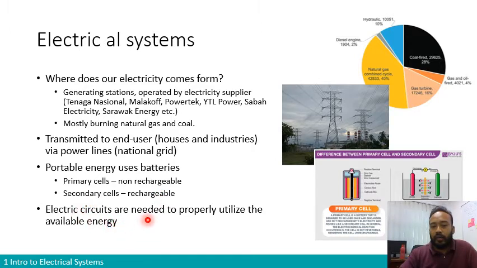So where do electric circuits come from? Electrical circuits basically come into the picture when there is a need to properly utilize the available energy. So the energy that comes from the grid or from your battery needs to be converted into a proper level, let's use the term for now, we'll look at it later, of voltages and currents that can be fed to the application.